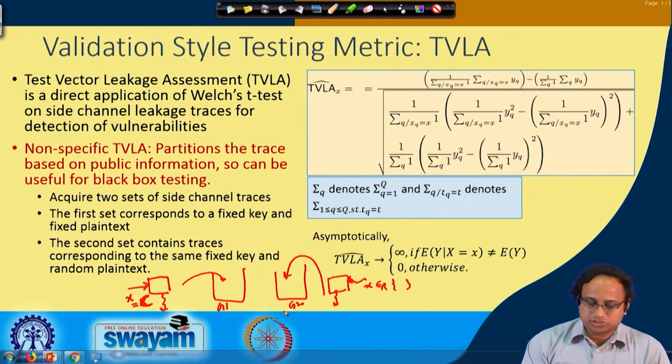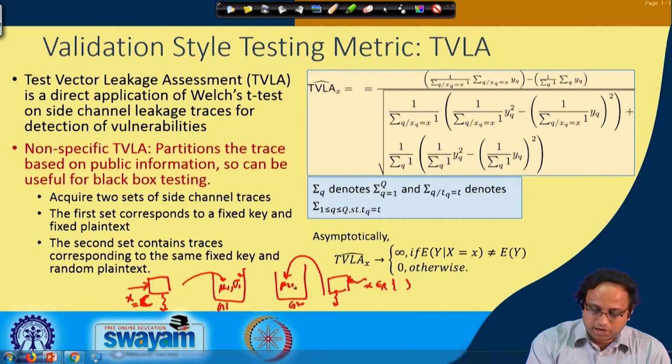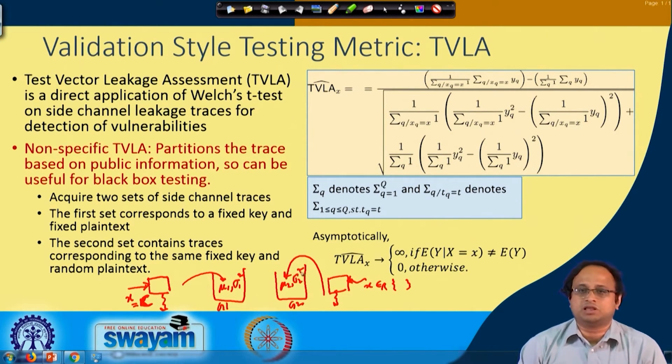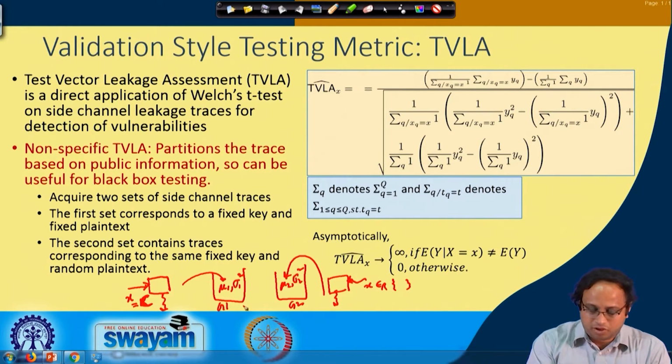Now what we do is observe the mean, mu1, and the corresponding sigma 1 square in this particular group, and also mu2 and sigma 2 squared. So mu1 and sigma 1 square are nothing but the mean and the variance. We also observe how many traces go here. Let it be n1, and here let it be n2.